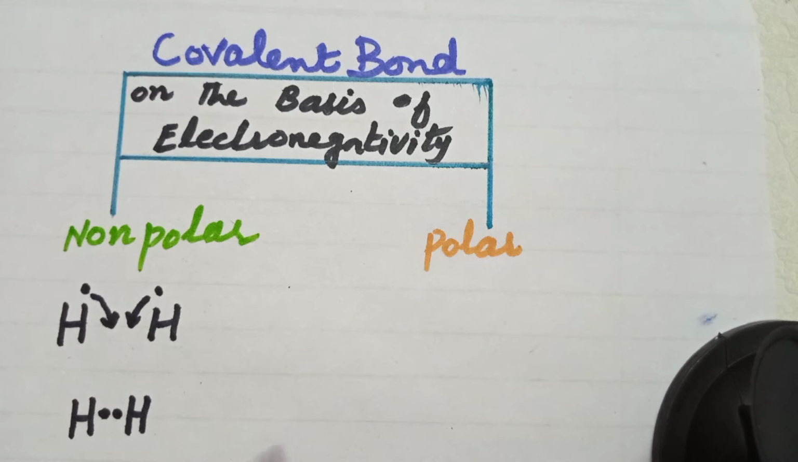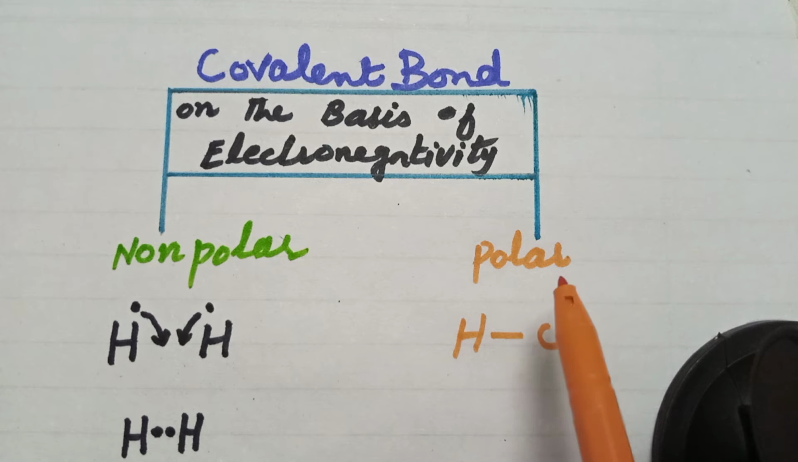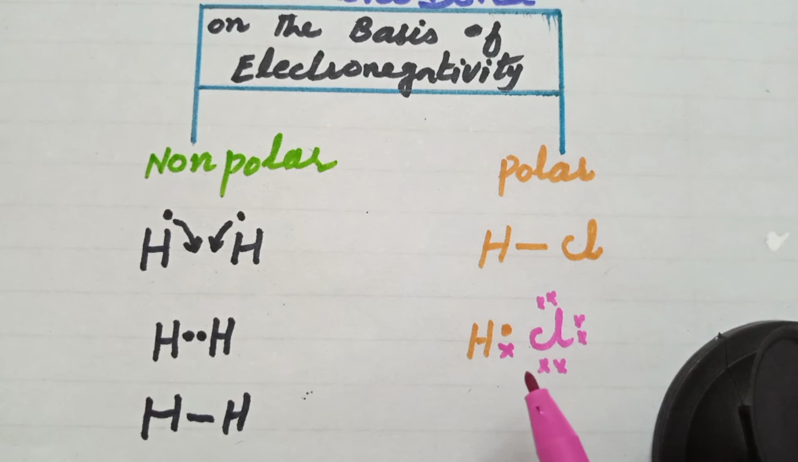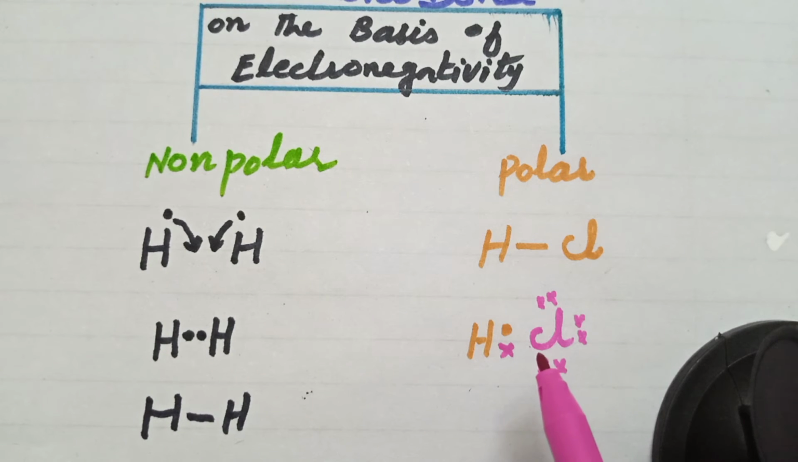Now we come to the second type of covalent bond, that is polar covalent bond. To understand this polar molecule, we take an example of HCl. In HCl, hydrogen atom has 1 electron in its outermost shell and chlorine has 7 electrons. Chlorine, by sharing 1 electron of hydrogen, completes its octet, and hydrogen atom by sharing 1 electron of chlorine completes its duplet. Thus, a single covalent bond is formed between these two atoms.